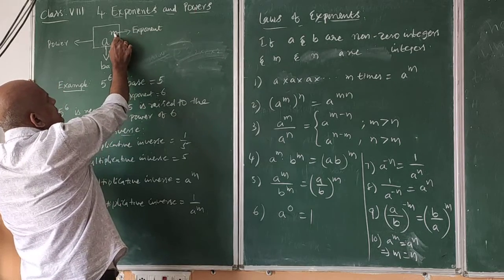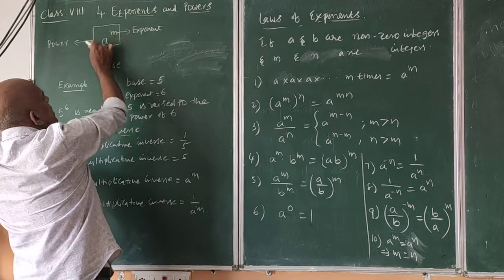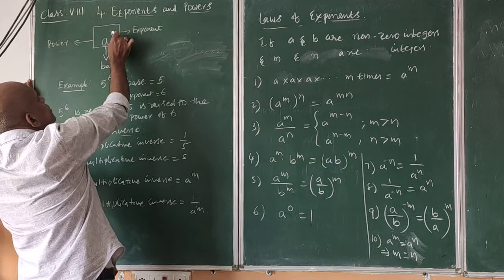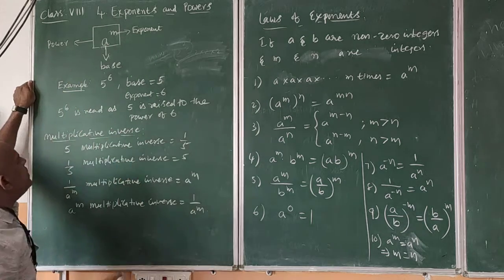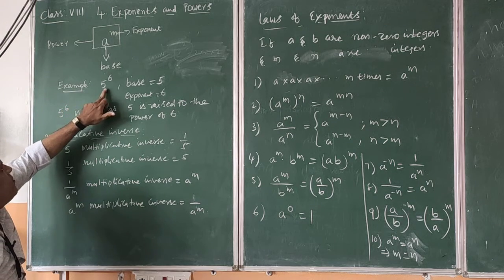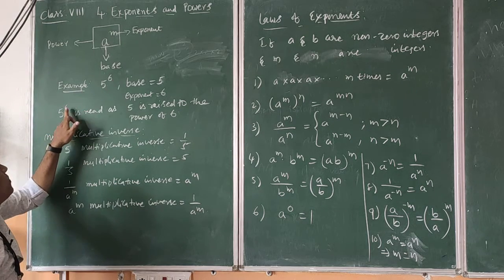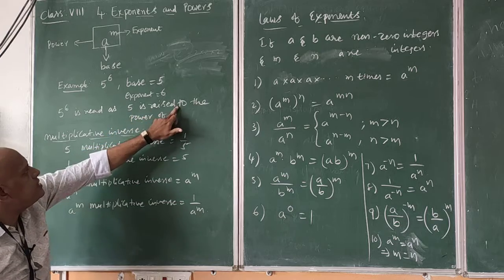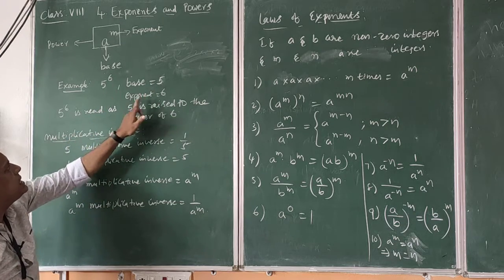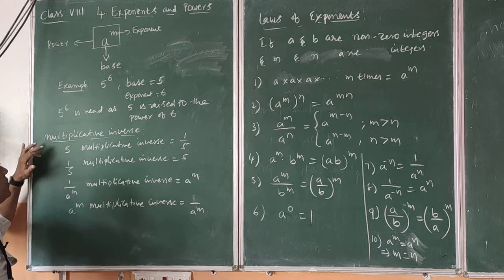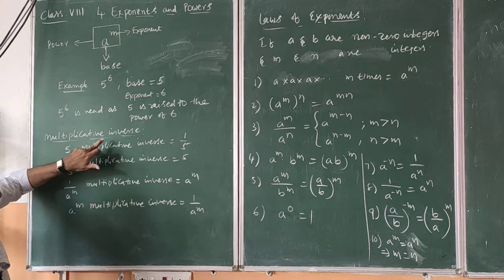Not the same. Exponent means m is the exponent, a is the base, and together a is raised to the power of m is the power. The total value is the power. So once again I will repeat: example, 5 power 6 is read as 5 is raised to the power of 6, where 5 is the base and 6 is the exponent.